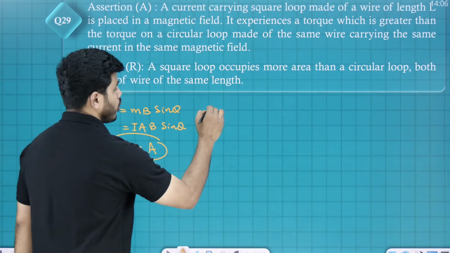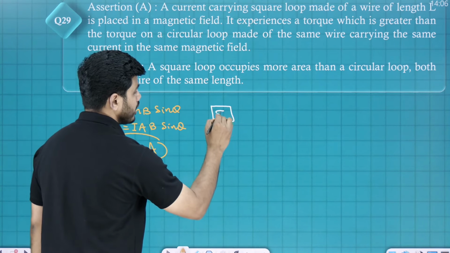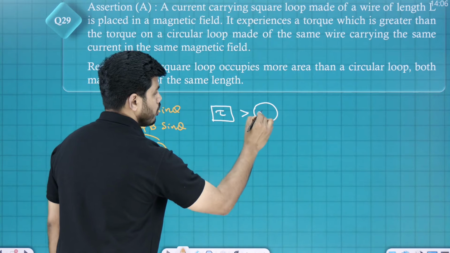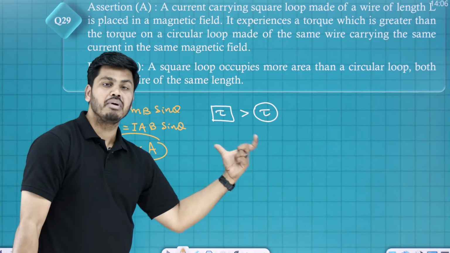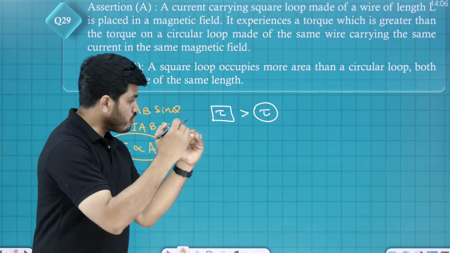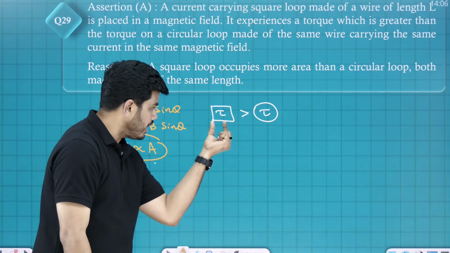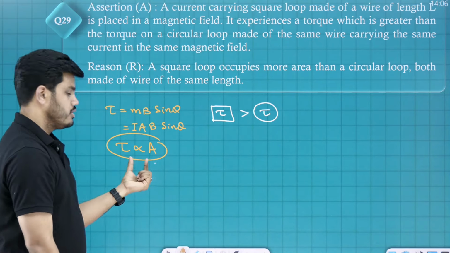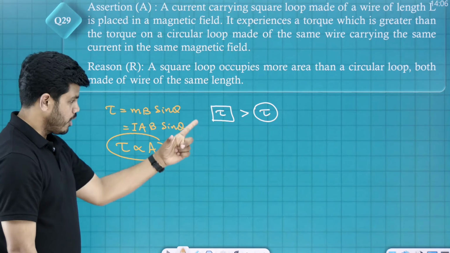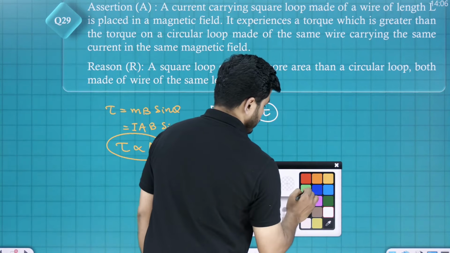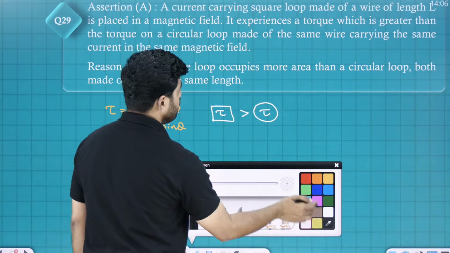The question says the torque on a square loop is greater than the torque on a circular loop. This is the statement given. If you want to check it, you have to check the area of the square loop and the area of the circular loop. So how will you check the area? We know both of them are made of the same wire.